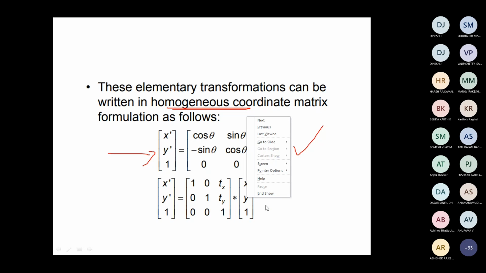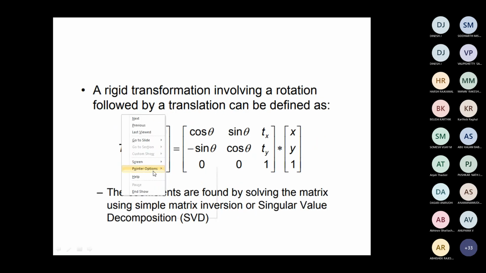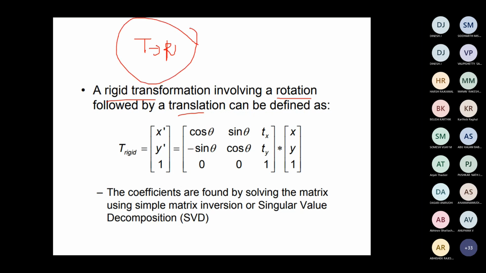And for translation also, we can write like this: 1, 0, px; 0, 1, py; 0, 0, 1 times x, y, 1. Now the rigid transform involves rotation followed by translation. So it can be first translated, then rotated. Okay, both can be done.